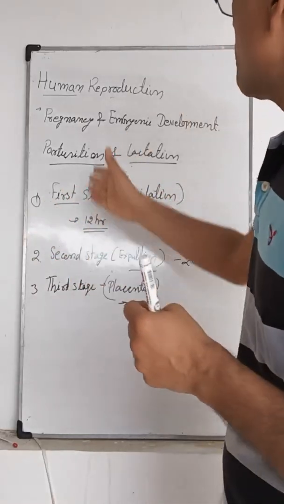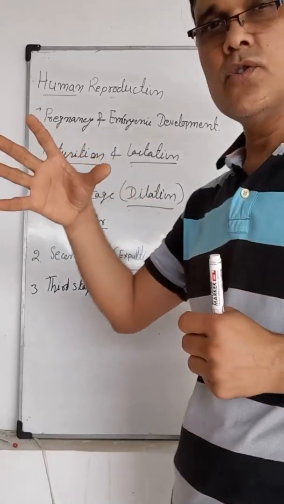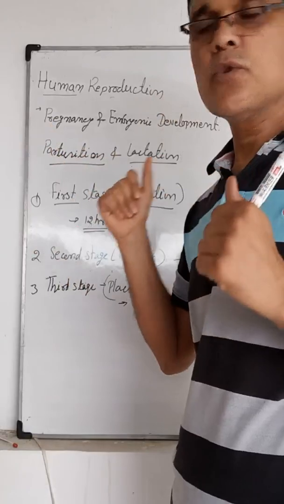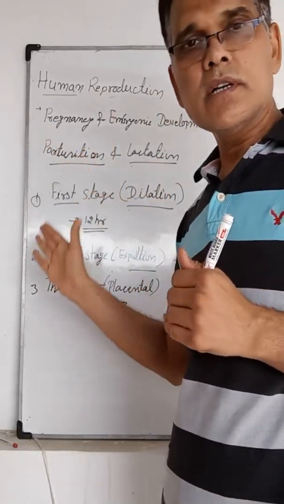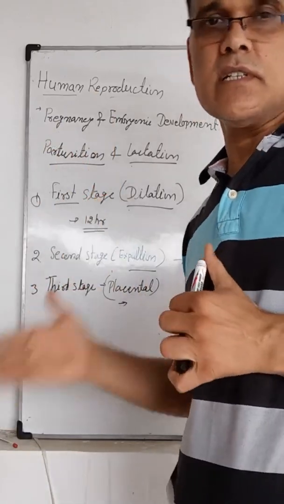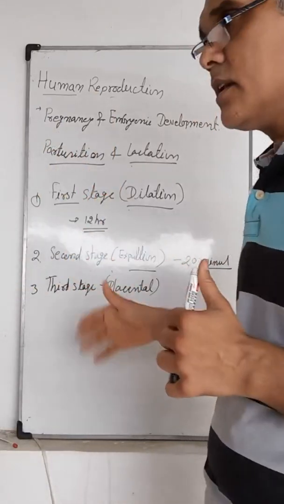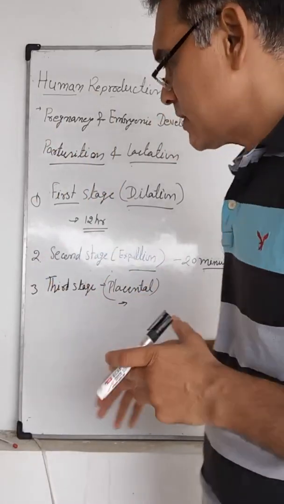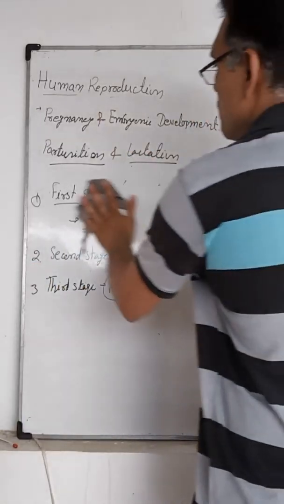So parturition occurs in three stages: the dilation stage, during which contraction is generated and the placenta is detached from the mother's body. The expulsion stage, in which the embryo, or we can say the fetus, the new young one, is released from the mother's womb. And third, the remaining portion, fluids and different membranes, come out through the mother's uterus. That is the third stage. This is the complete parturition.